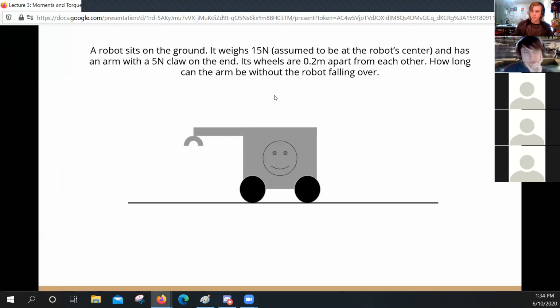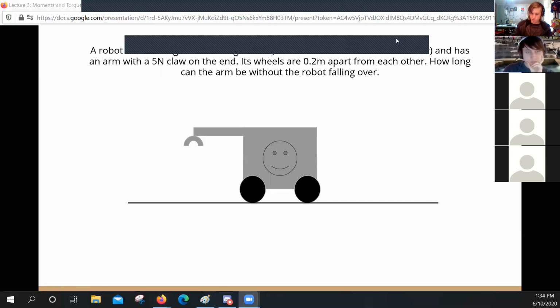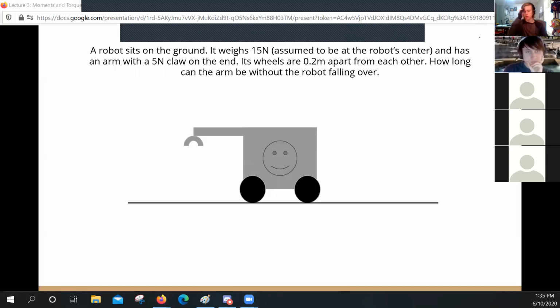Okay, so here's a problem. There's a little robot boy here. This is going to be a little bit more complicated, not a ton more complicated, but a bit more. And basically what it's going to be is just looking at this as a system. We are going to treat the robot not as a single point, but as its whole body. And we're going to be applying forces where they're actually applied, okay?